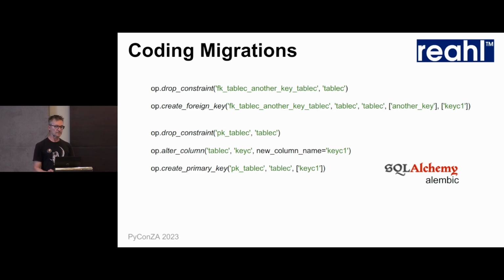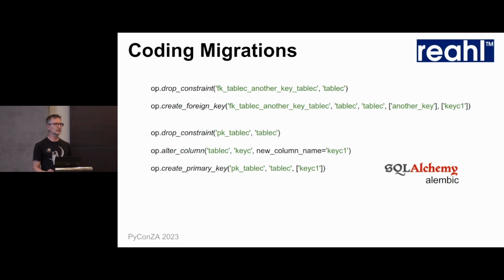So first of all, what Alembic gives you is basically a library that allows you to call methods that change the database schema in one way or another, like these. And you typically would want to write things like drop this constraint, create the foreign key, alter column, and so on. Now, in our example, this order of doing things is actually not going to work, right? Because you can't create the foreign key to key C1 before you've renamed that thing to key C1.